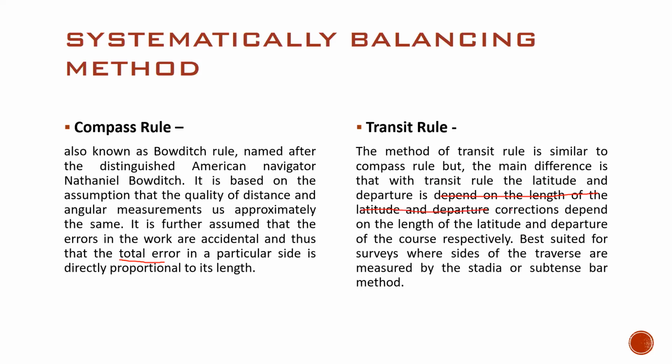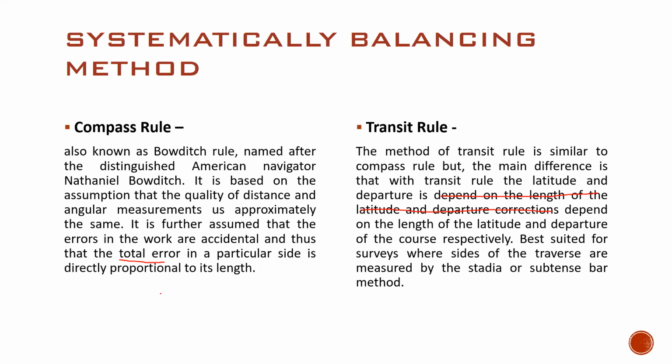Okay, so again, the method of transit rule is similar to compass rule, but the main difference is that with transit rule, the latitude and departure correction depend on the length of the latitude and departure of the course respectively. This is suited for survey where sides of the traverse are measured by the stadia and subtense bar method. So yung transit rule, sa compass rule, di ba, it is more on length and error. Pag nagdating tayo sa transit rule naman, gagamit tayo ng latitude and departure.